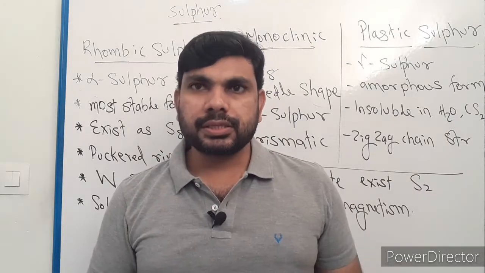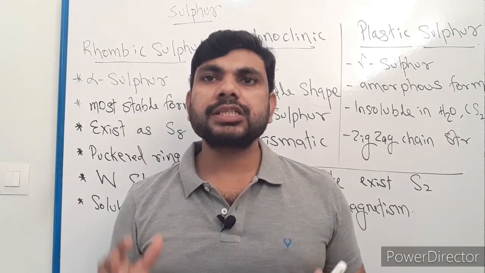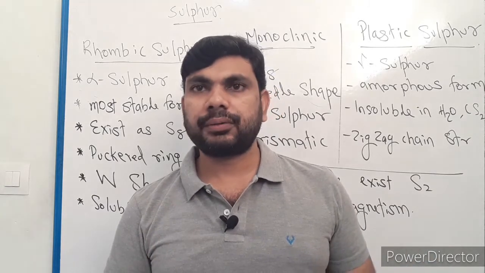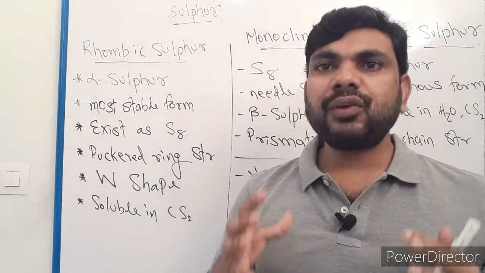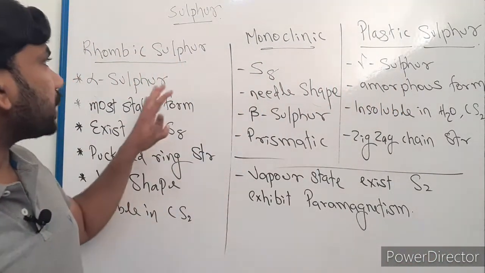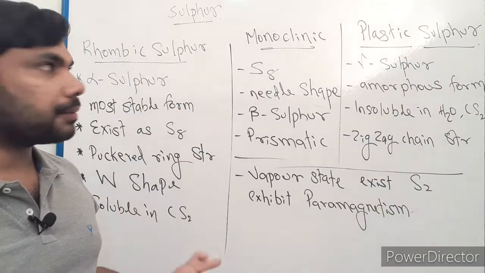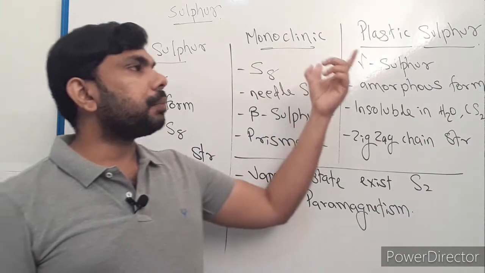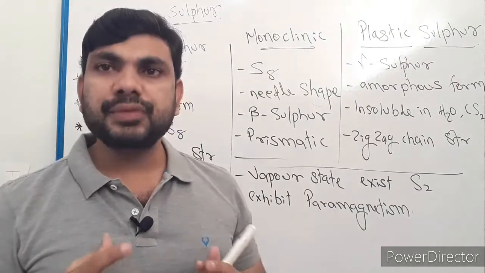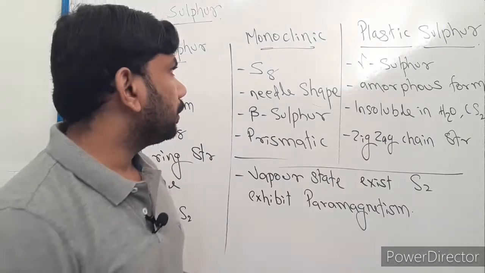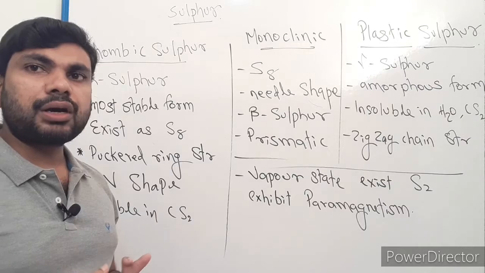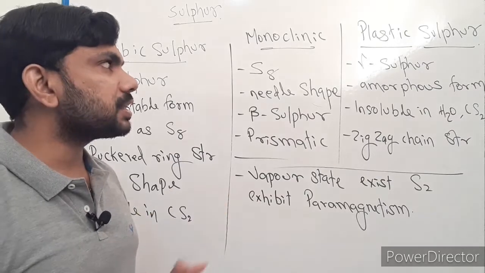Welcome to chemistry classes. In this video, we have to discuss different types of sulfur. Basically, we have to discuss three different types of sulfur: rhombic sulfur, monoclinic sulfur, and plastic sulfur. These are the basic three different types of sulfur.